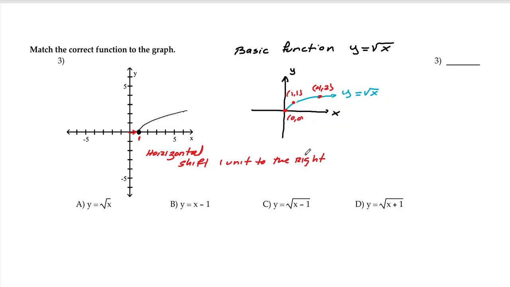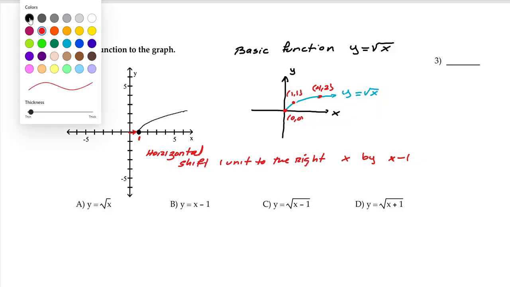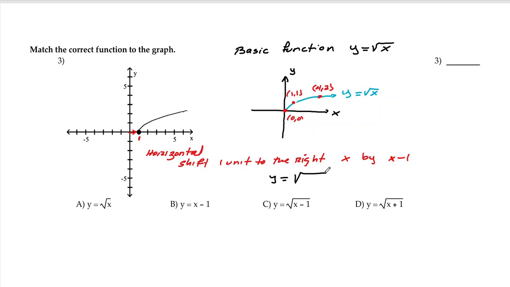And to get a horizontal shift one unit to the right, we substitute the x by x minus 1. So that means that now instead of y equals the square root of x, we will have y equals the square root of x minus 1. So the right answer here is this one. The function that corresponds to this graph is y equals the square root of x minus 1. This is a horizontal shift one unit to the right.